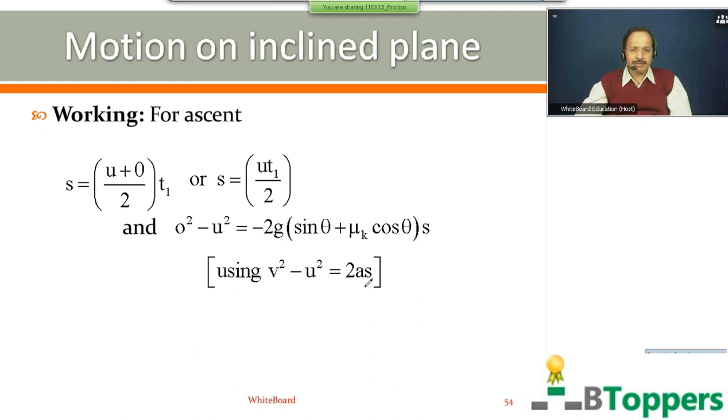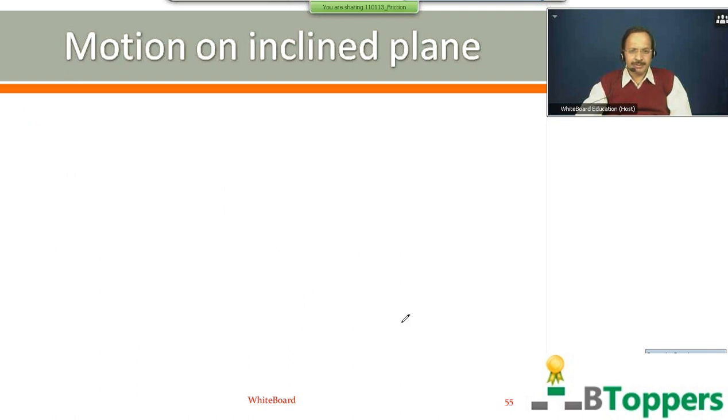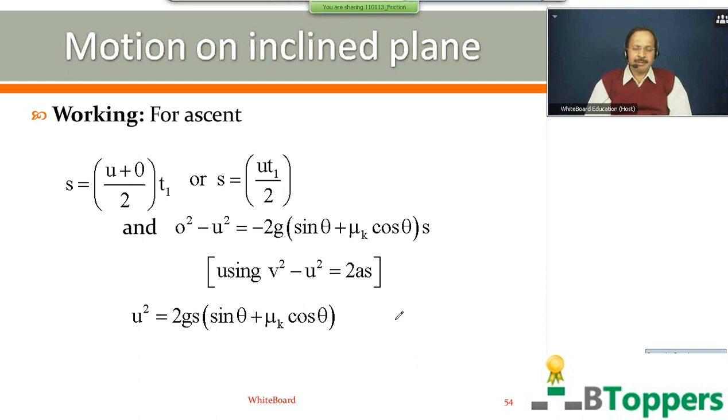Use the equation V square minus U square equal to 2AS for motion up the inclined plane. Final velocity at the highest position at the end of ascent is 0. Acceleration is equal to minus g into (sin theta plus mu k cos theta). S is the distance, or magnitude of displacement, for motion along the inclined plane. So you get U square equal to 2gS into (sin theta plus mu k cos theta). Come on, copy down this working.